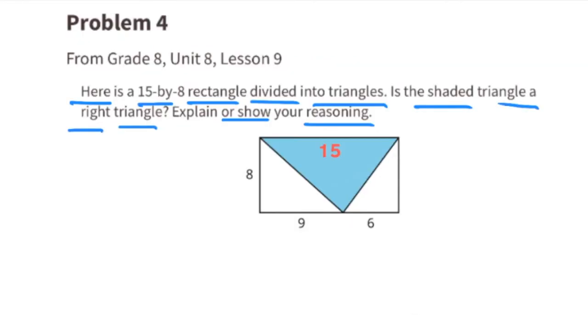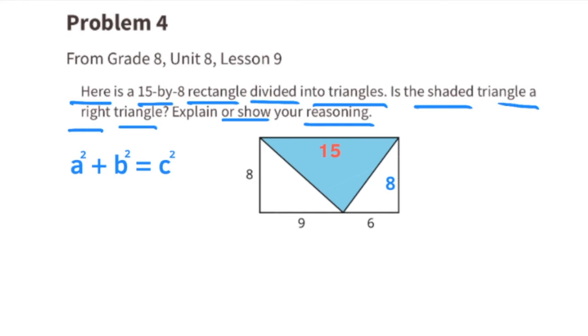Problem number 4 from 8th grade, Unit 8, Lesson 9. Here is a 15 by 8 rectangle divided into triangles. Is the shaded triangle a right triangle? Explain or show your reasoning. The length on the vertical line on the right is also 8 units, just like the one on the left. We can use the Pythagorean theorem to find the missing lengths of the shaded triangle.